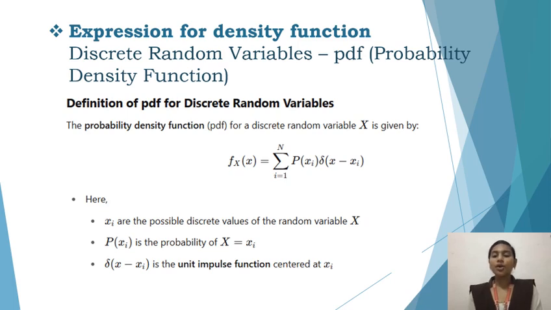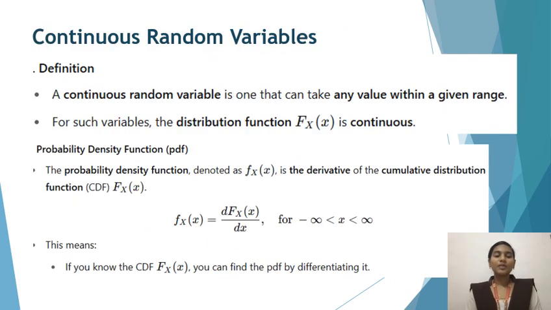Next, p of xi is the probability of the random variable for each value at a point of x. Here, delta of x minus xi is the unit impulse function which is centered at xi. Now the second expression is continuous random variables. A continuous random variable is one variable that can take any value within a given range.